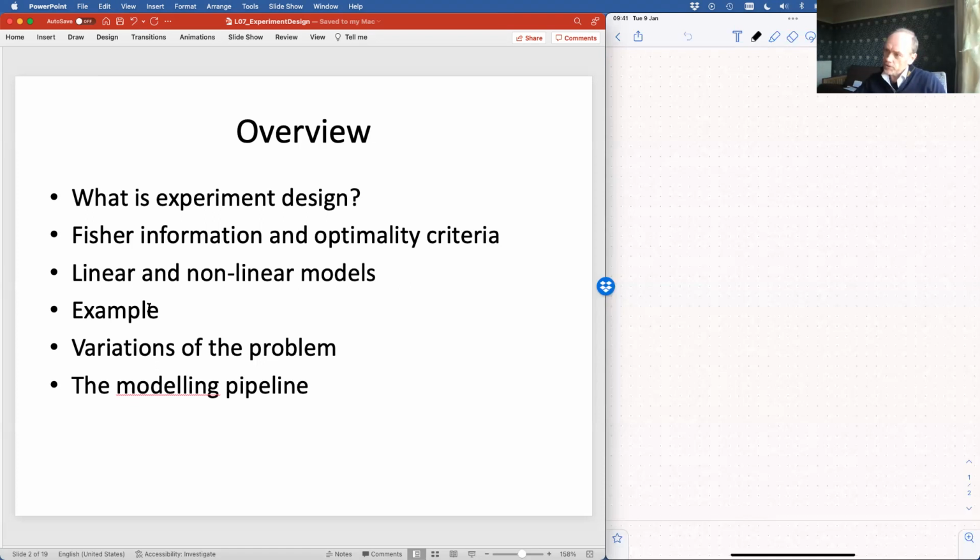I'll work through a sort of brief example using a medical imaging example, this time using a different modality that we haven't come across before, and then finish off just by talking about a couple of variations of the problem and trying to place this idea of experiment design within the broader modeling pipeline of designing and implementing model-based imaging applications.